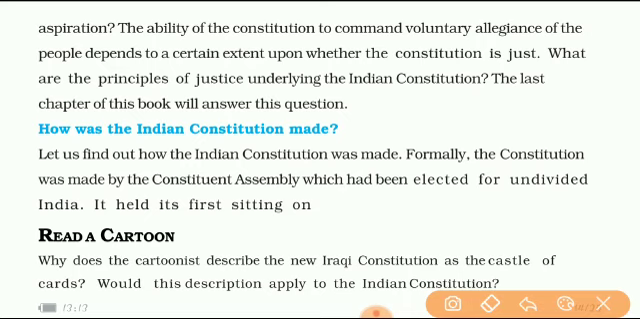Now, the last line: what are the principles of justice underlying the Indian constitution? The last chapter of this book will answer this question.